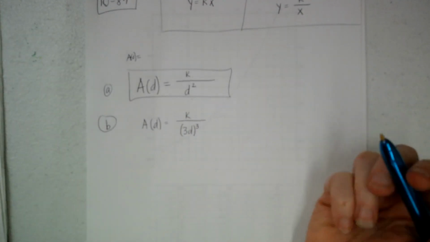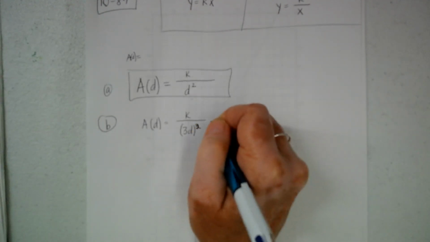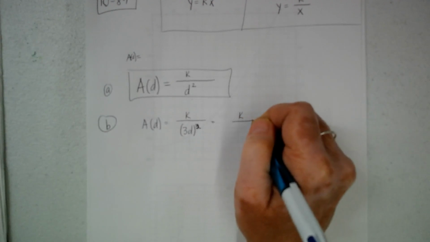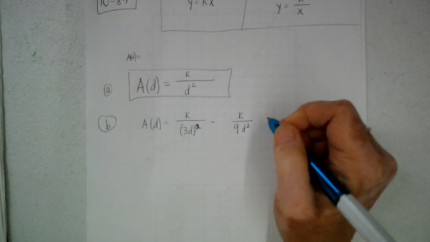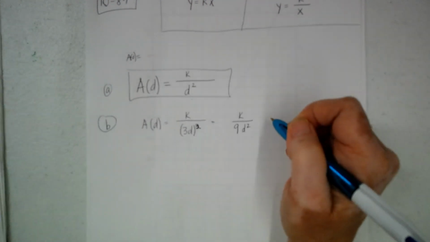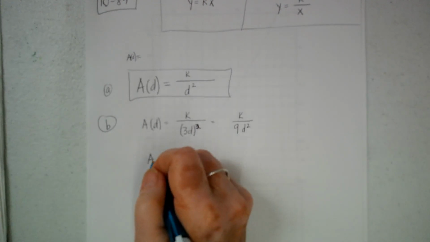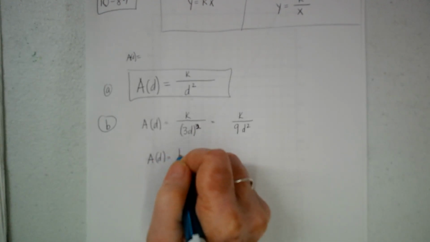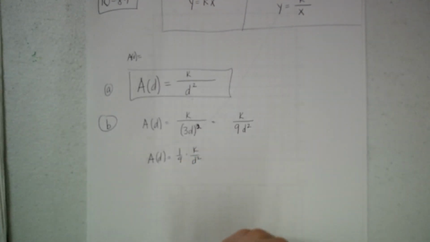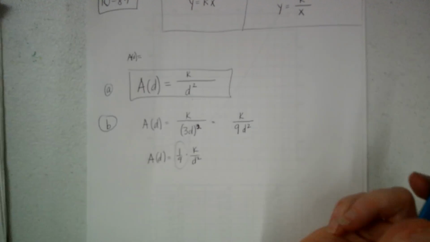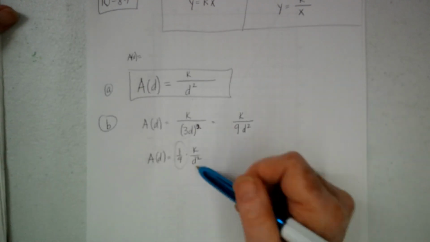Oh, sorry, it's squared. So that's k over 9 d squared. So I could really write this as 1/9 times k over d squared, couldn't I? So it's going to be decreased to 1/9 as much. So that's the answer they want.